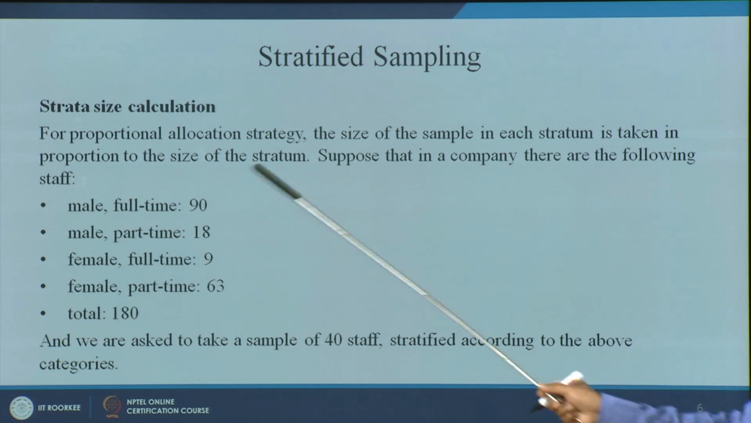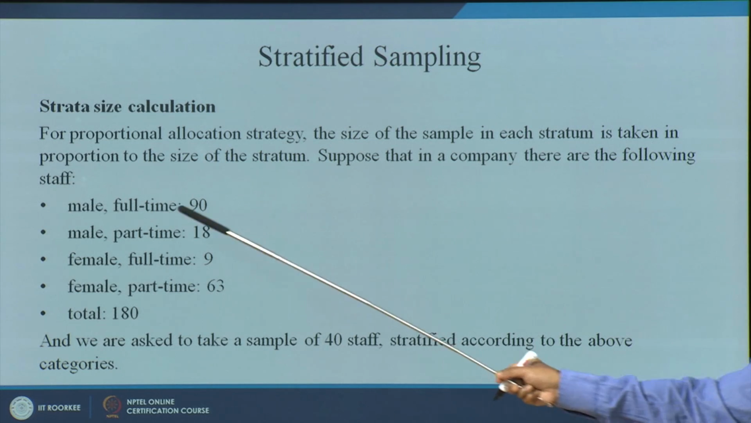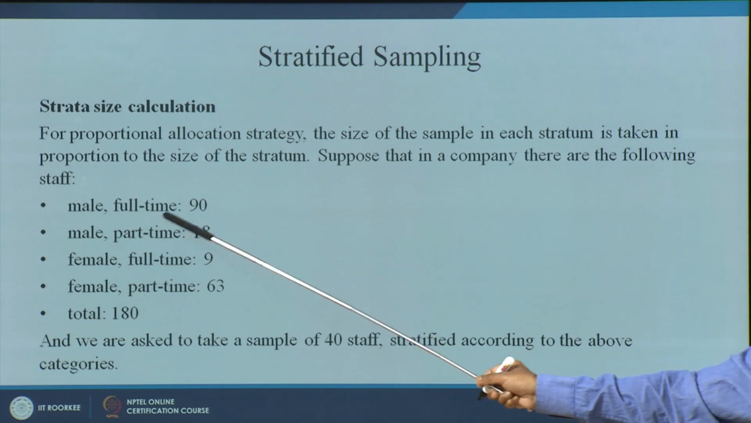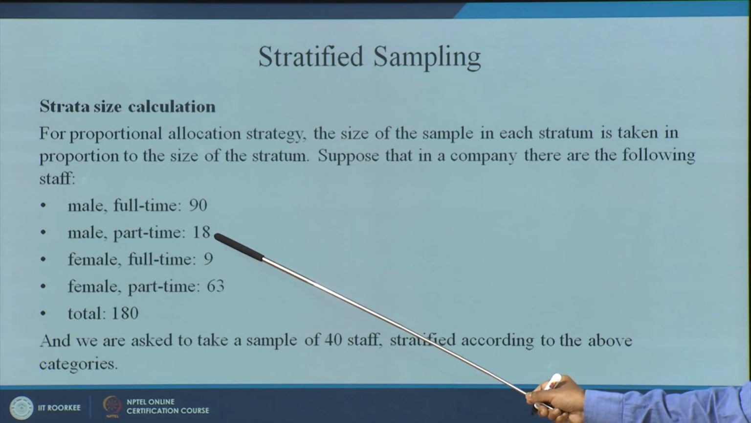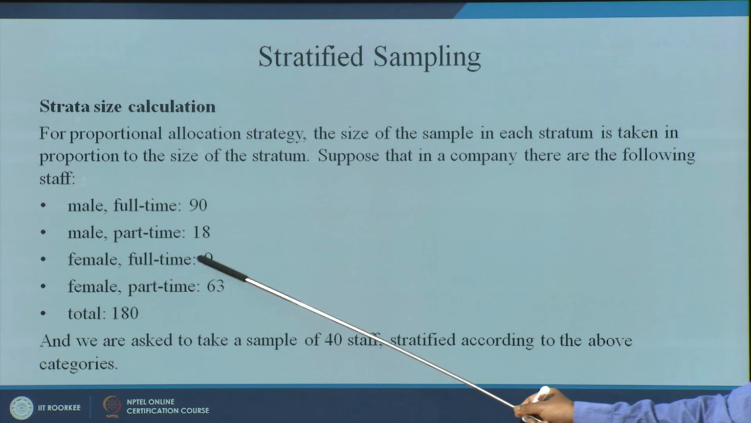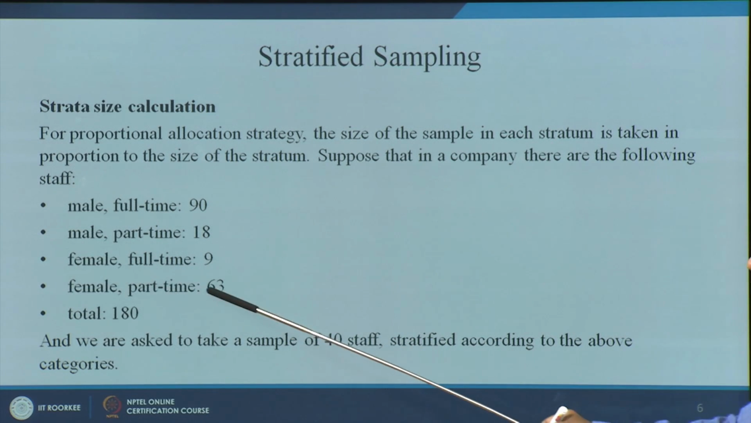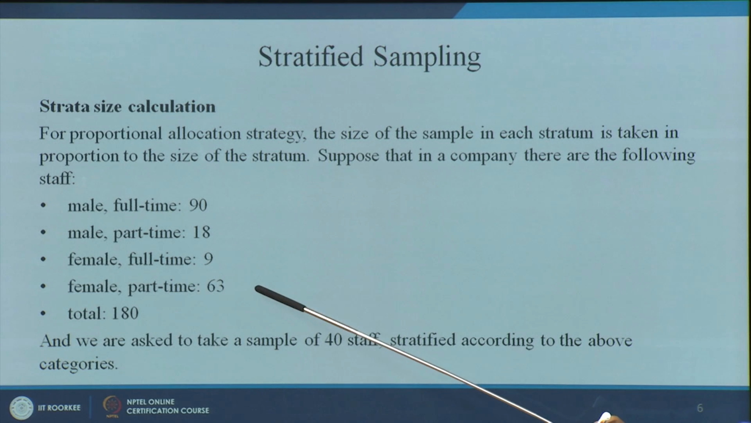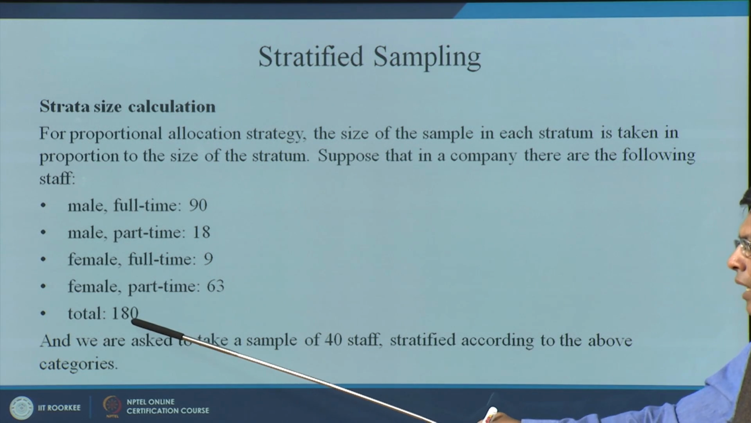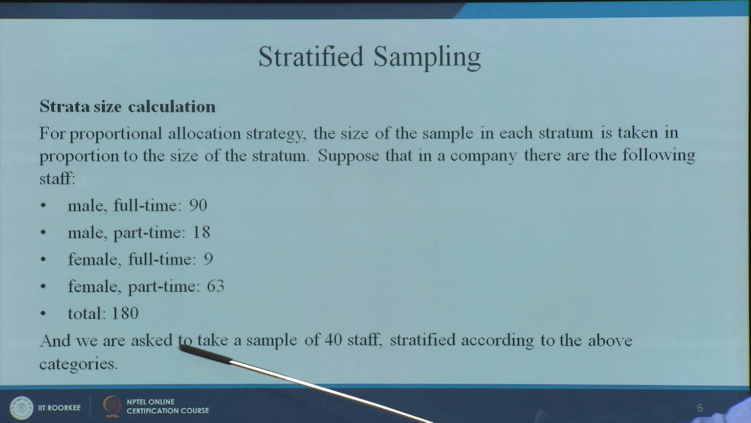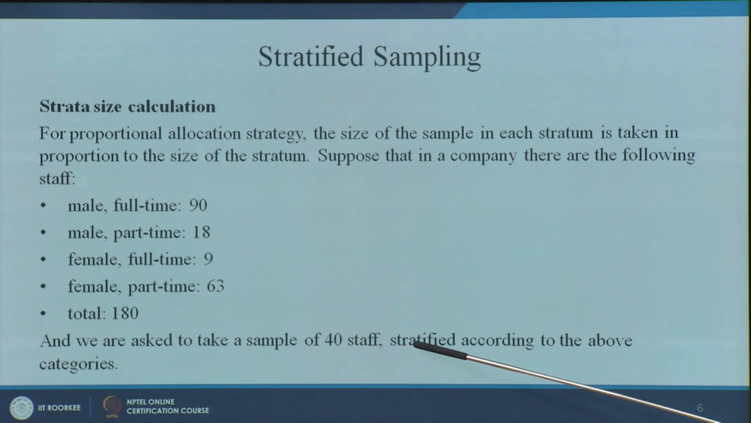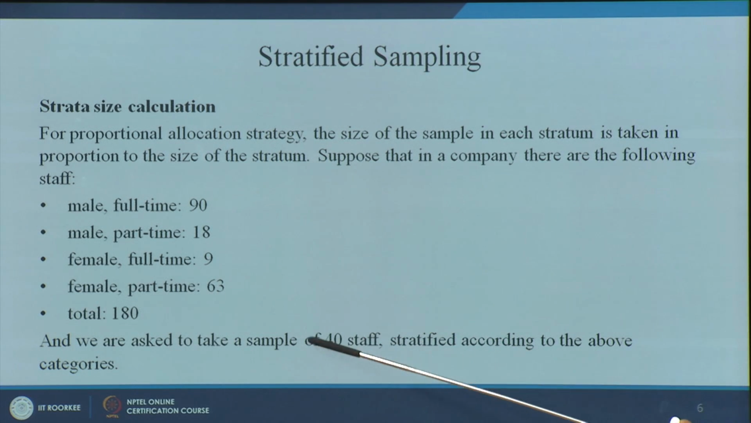So, suppose in a company there are the following staff: male full time 90, male part time only 18, female full time 9, female part time 63. So, the total is 180. Now, we are asked to take a sample of 40. So, we need only 40 people as our sample.